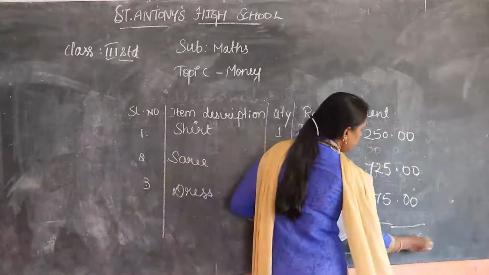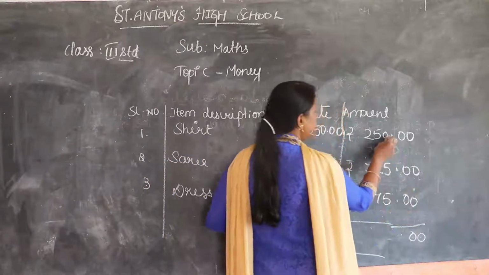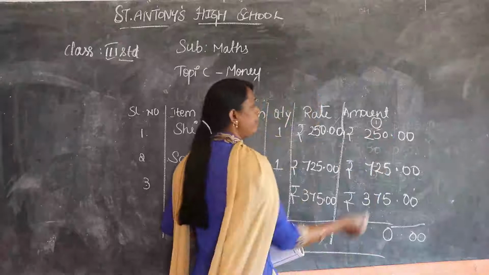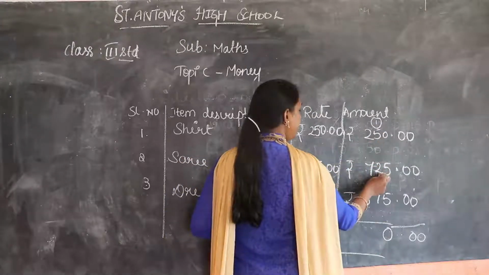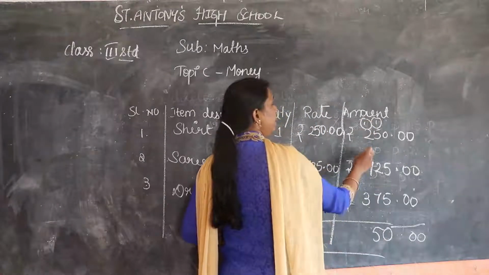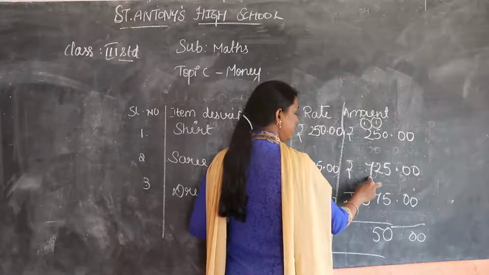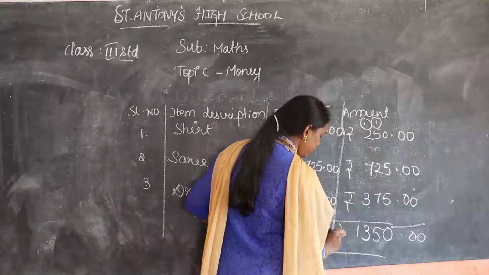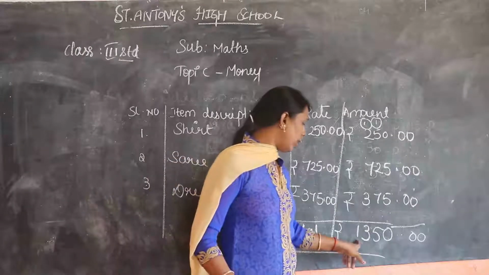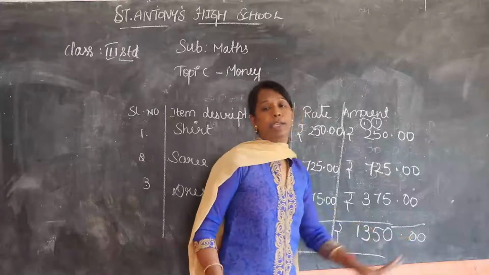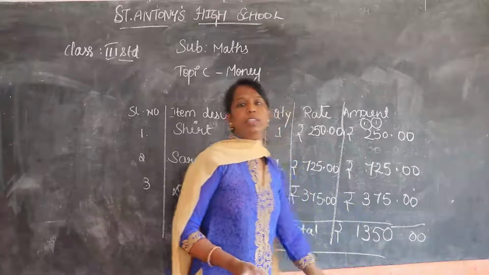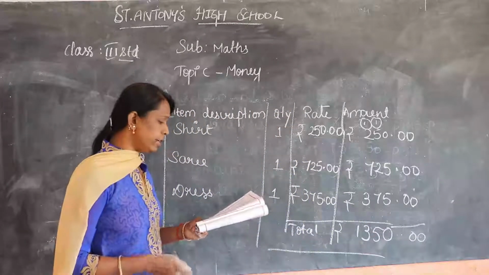Now we have to add, writing the paisa column, 0, 0. 0 plus 5, 5. 5 plus 5 becomes 10. 1 carry. Okay. 1 plus 5, 6. 6 plus 2, 8. 8 plus 7, 15. For that 5 write down. 1 carry. 1 plus 2, 3. 3 plus 7, 10. 10 plus 3, 13. The total amount given to the shopkeeper by Rajendra is rupees 1350 paisa 0. Okay. 1350 rupees. So this is the total amount given to the shopkeeper.